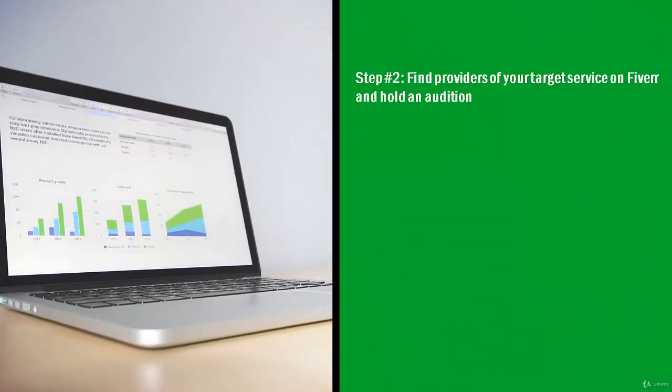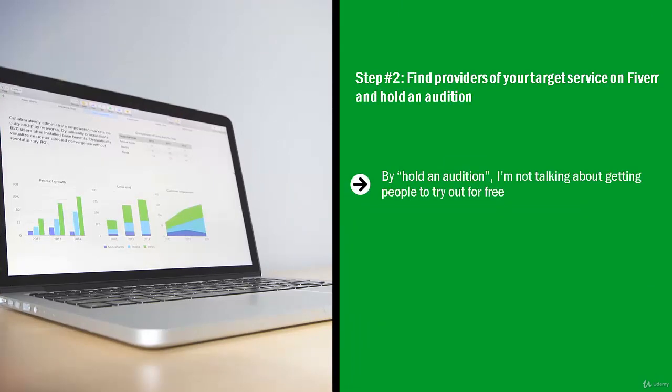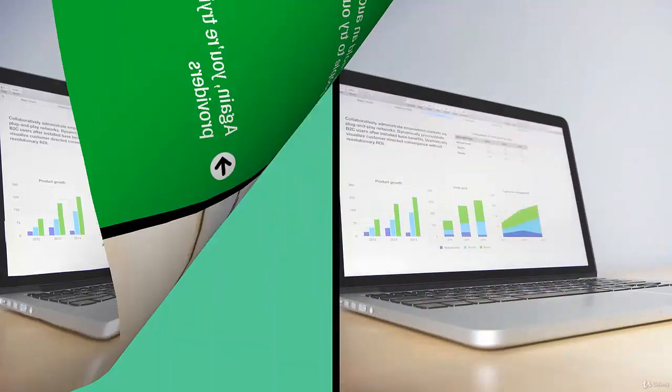Step number two, find providers of your target service on Fiverr and hold an audition. By hold an audition, I'm not talking about getting people to try out for free. I'm talking about paying for these wide range of people's services. Again, this is going to drive up your cost, but you need to pay this money so you can see who actually walks their talk. You're going to have to pay to figure out who's the real deal. Again, you're trying to offer best of breed service providers. You're not just reselling some random rookie's output.